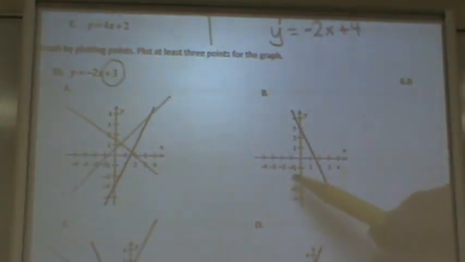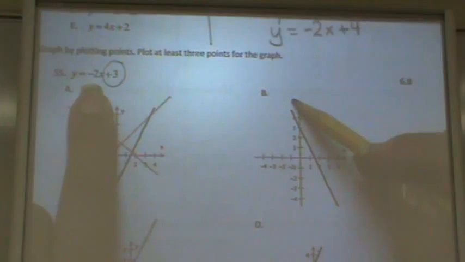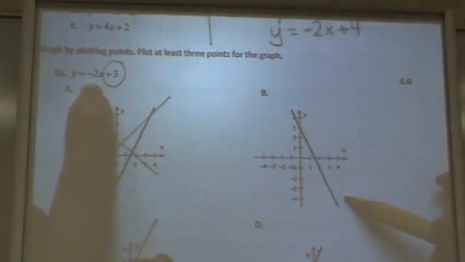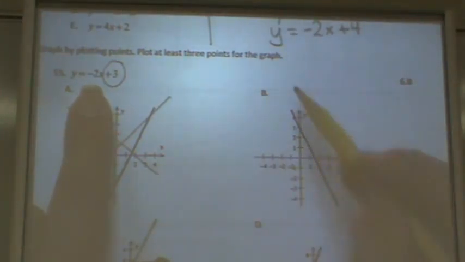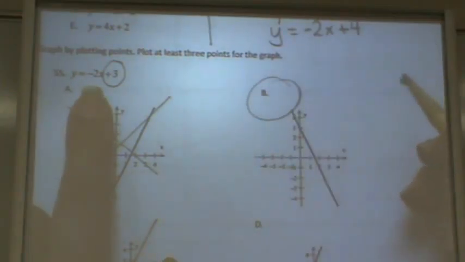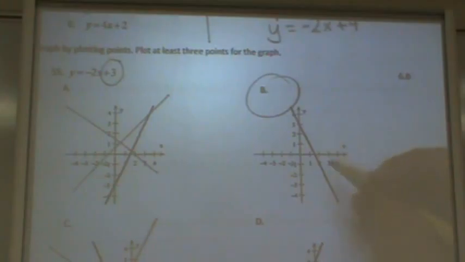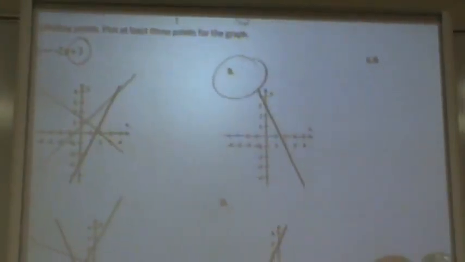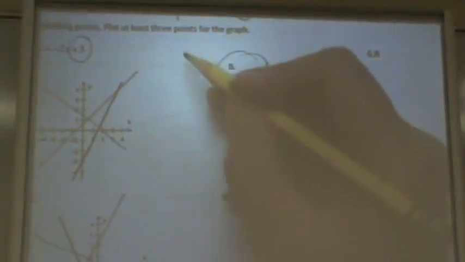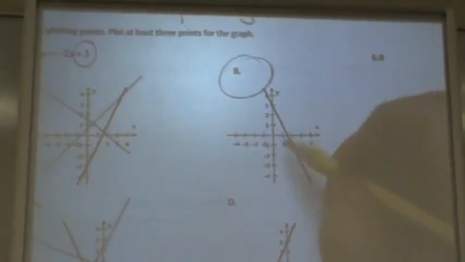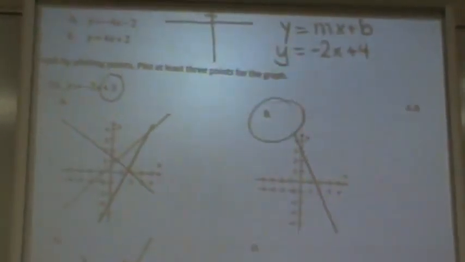Now, we talked about the positive and negative slope. This is your negative slope line because it's going down. We read a graph left to right. So B is the correct answer without doing too much plotting of points. But this one will not work because this is a positive slope. But if you want to make a table and plug some numbers in, you can do that. But B is the correct answer.